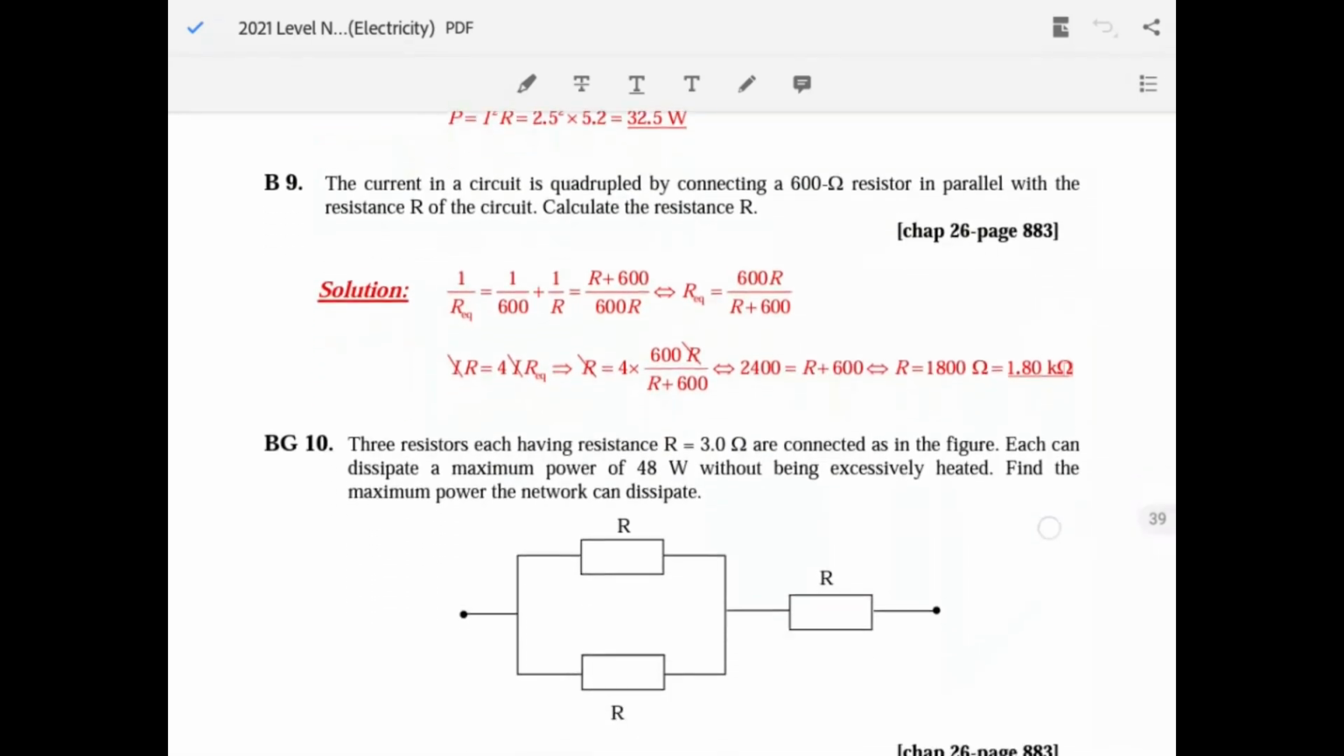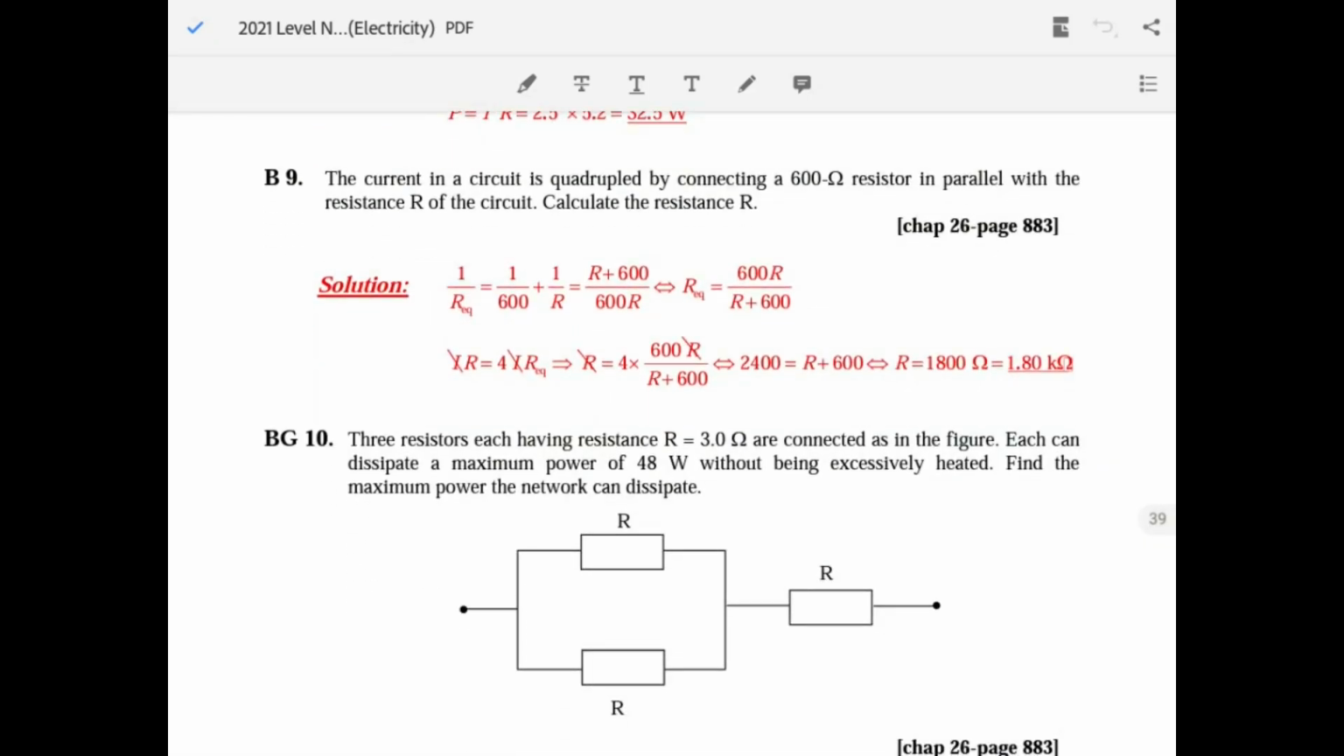The current in a circuit is quadrupled by connecting a 600 Ω resistor in parallel with the resistance R of the circuit. Calculate the resistance R. Okay, so you know this is a 600 Ω resistor in parallel with the resistance R. The current in the circuit is quadrupled, so the voltage is the same.